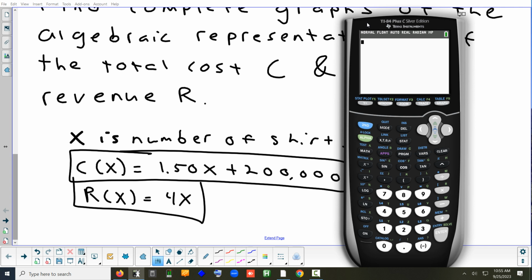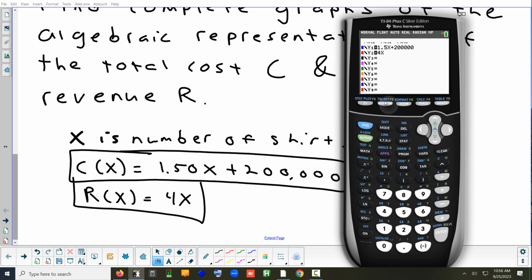And we're going to put those in. What's the y-intercept on the first one? 200,000. So we're going to have to set a y-max at least to 200,000. But our costs are going to go even higher than that for every shirt we make. So maybe we even want to go to like 300,000 for the y-max.